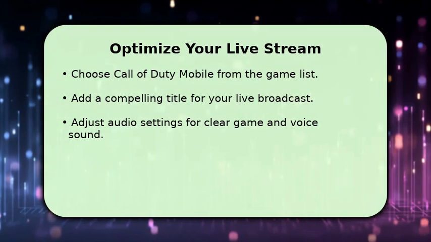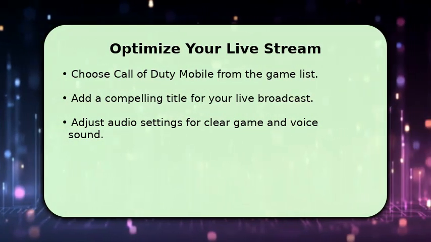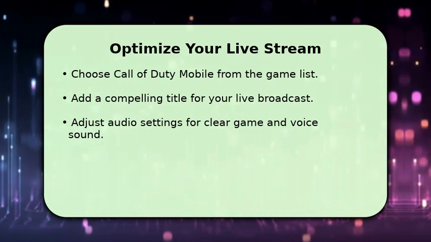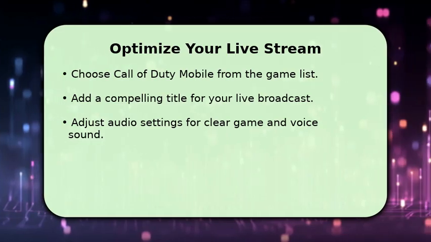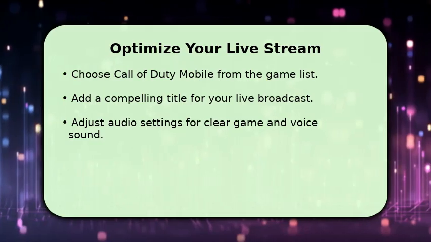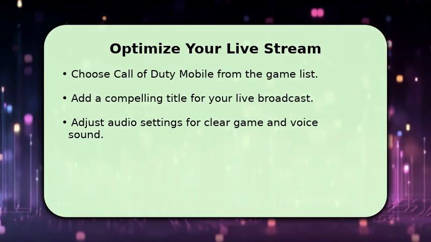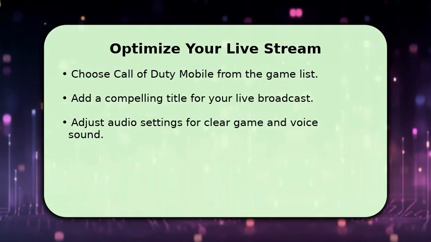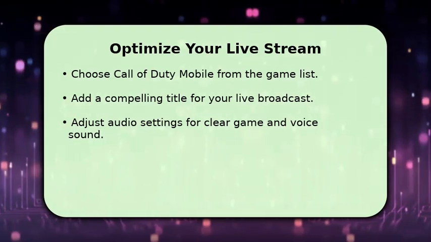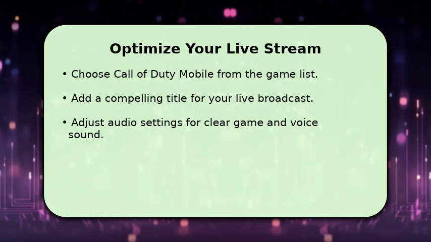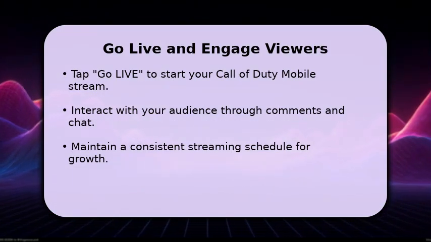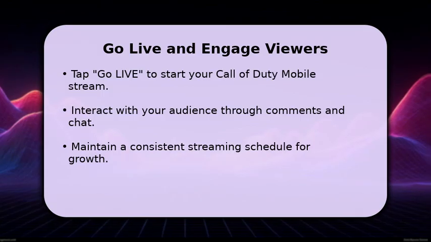After enabling the mobile gaming feature, you'll need to select Call of Duty Mobile from the list of available games. Next, create an engaging title for your live stream to attract viewers. Something catchy works best. Before going live, check your audio settings. Ensure your microphone is active for commentary and that game audio is balanced, providing a clear and immersive experience for your audience. With everything set up, tap the Go Live button to begin your Call of Duty Mobile broadcast.